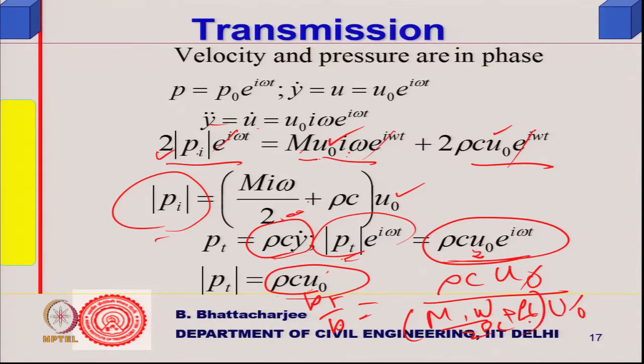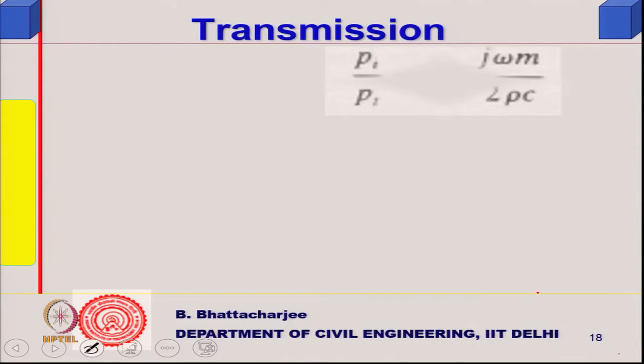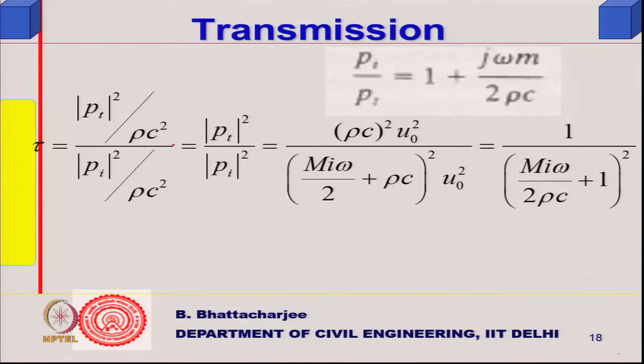How does it come? If I take ρc out, the same thing will come. Then P_i by P_t, this is P_t by P_i would be here. This is how I will be writing it. So, it comes out something like this: 1 over the magnitude. So, P_t squared by ρc squared if I write it, because that will give me the decibel level reduction, it comes out something like this.